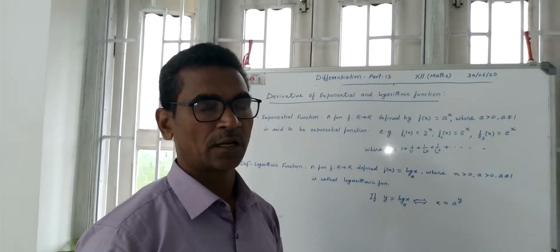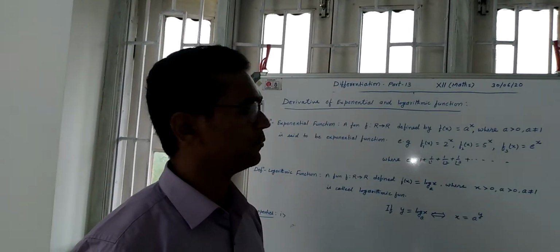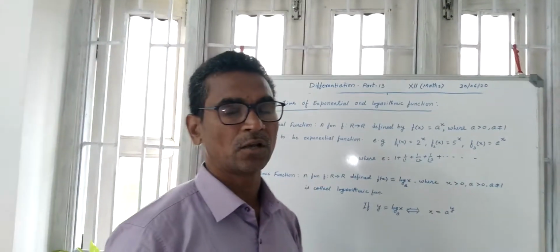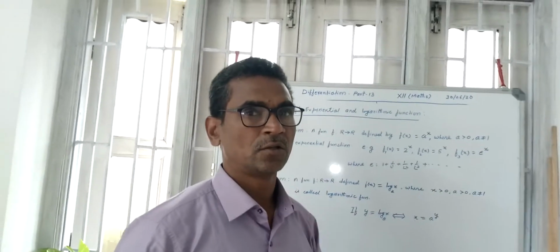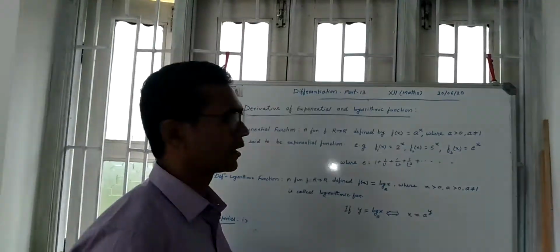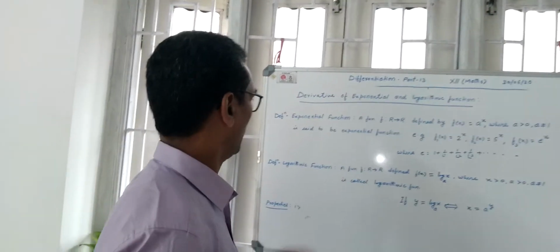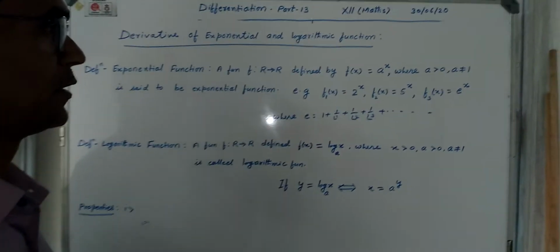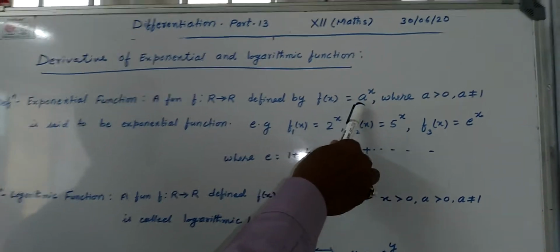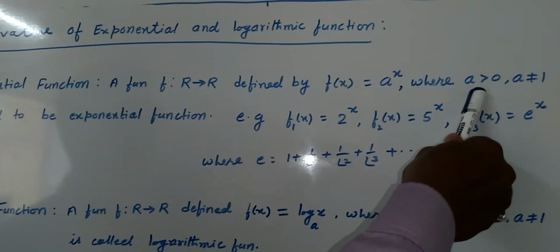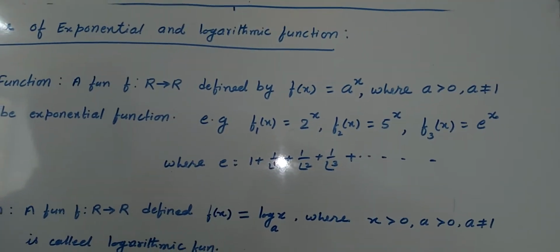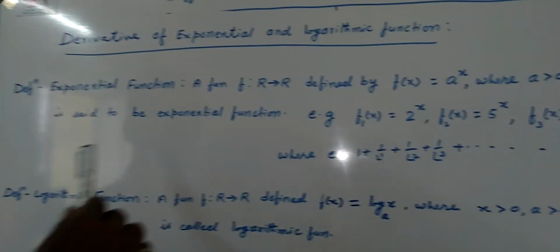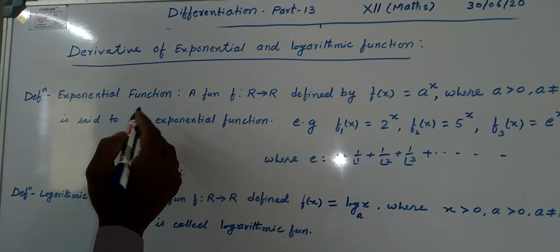Today in this class we will learn the derivative of exponential and logarithmic functions. So first of all, we will define the exponential function. An exponential function, a function from R to R defined by f(x) = a^x, where a is positive and not equal to 1, is said to be an exponential function.